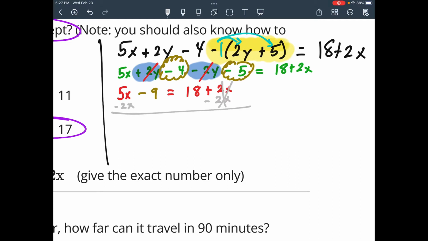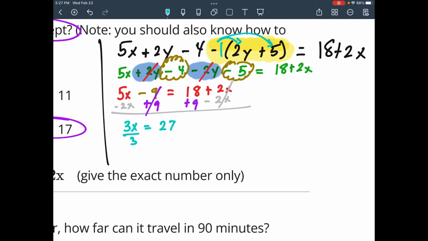That cancels. And I'll move all my numbers to the right side. So plus 9 to cancel here and plus 9 here. 5x minus 2x, that's 3x. And 18 plus 9 is 27.